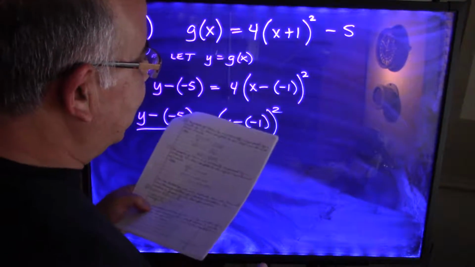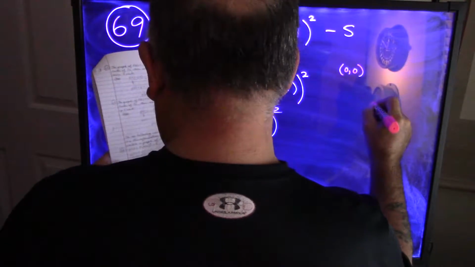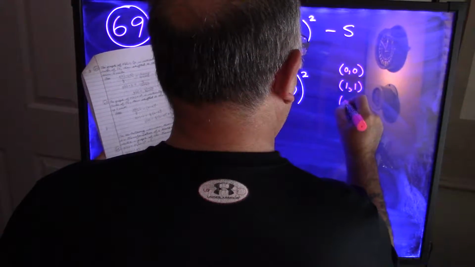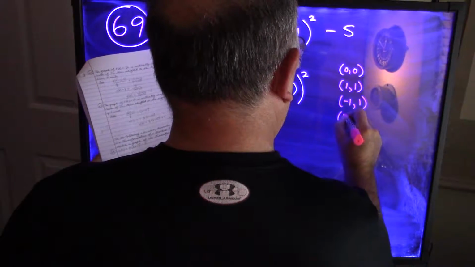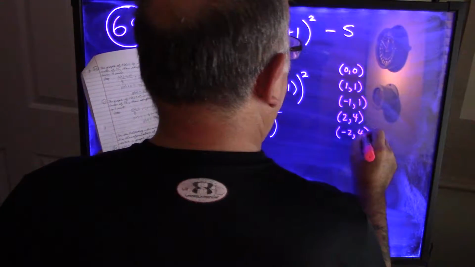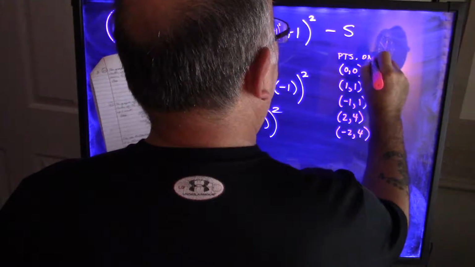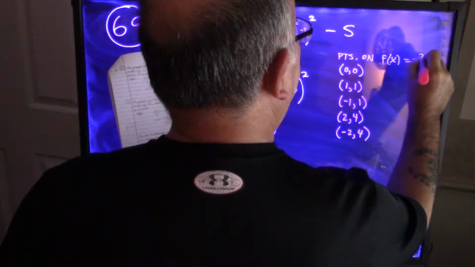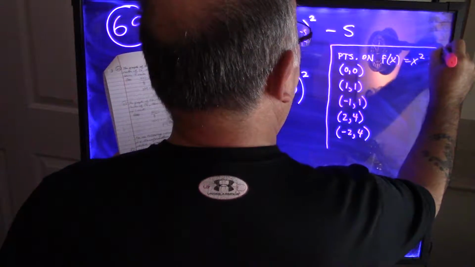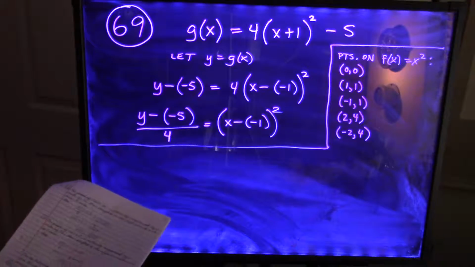So let's see what happens to the points (0, 0), (1, 1), (negative 1, 1), (2, 4), and (negative 2, 4). Now these are all points on f of x equals x squared. So let me block that off there.